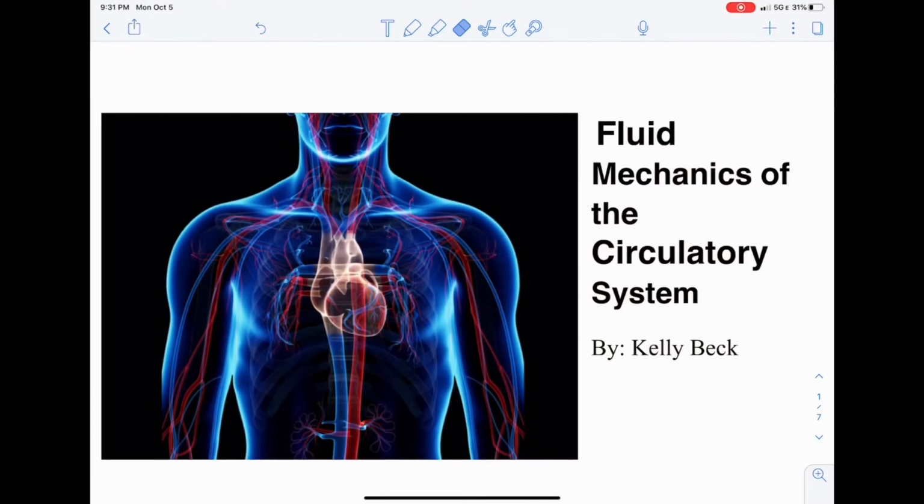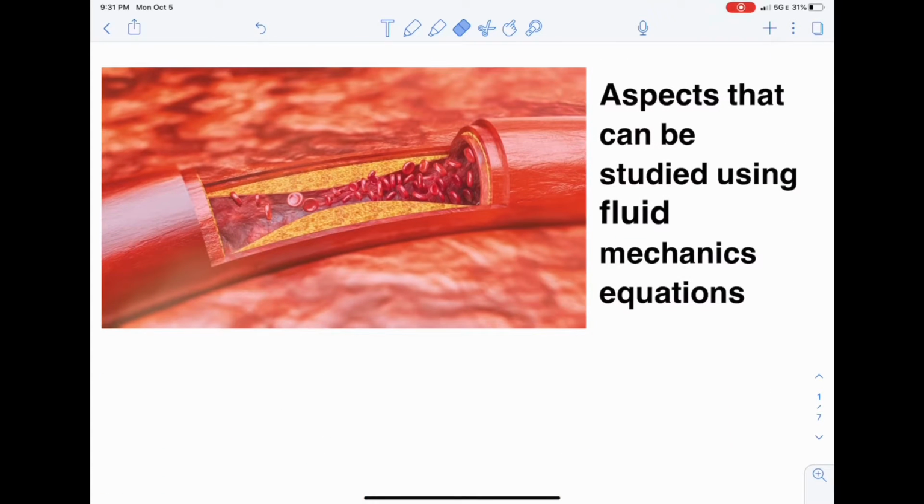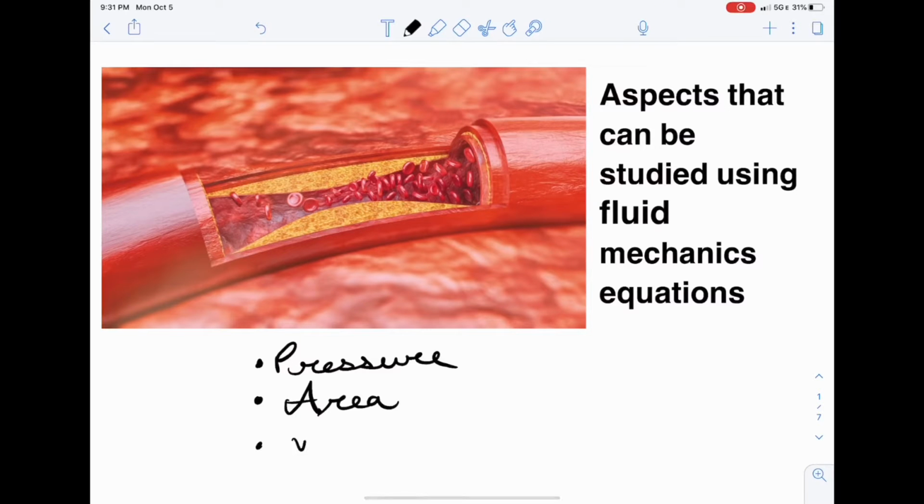A great real-life example that involves fluid mechanics is the circulatory system. Many of the changes that occur within this system can be described by the fluids equations we are learning. There are many aspects that can be studied using fluids equations, such as pressure, area, and velocity of the blood and arteries.